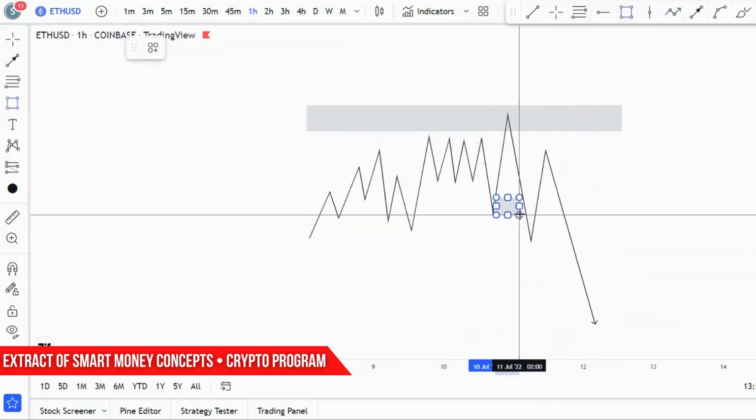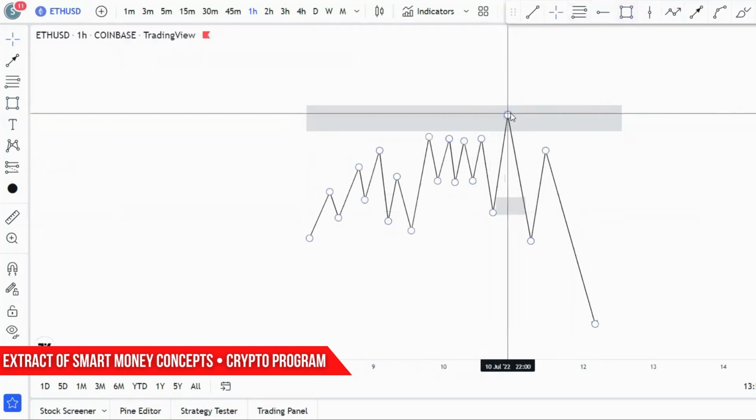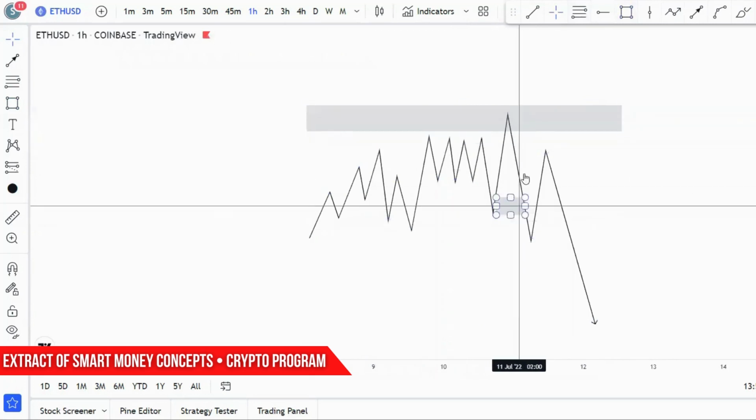Clearly, we know this is a demand. It broke structure to the upside. Clearly, we can see that now supply, but demand has failed. Now supply is in control.